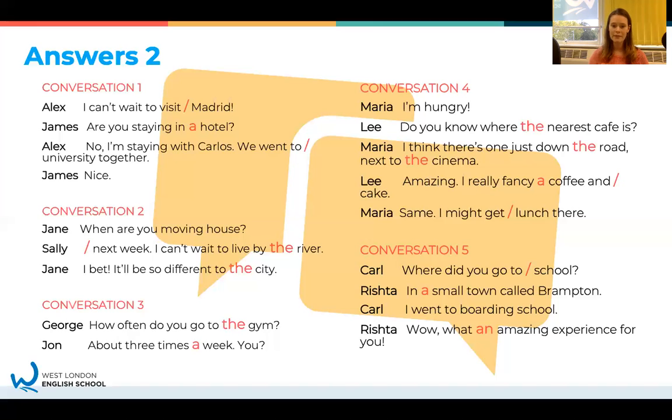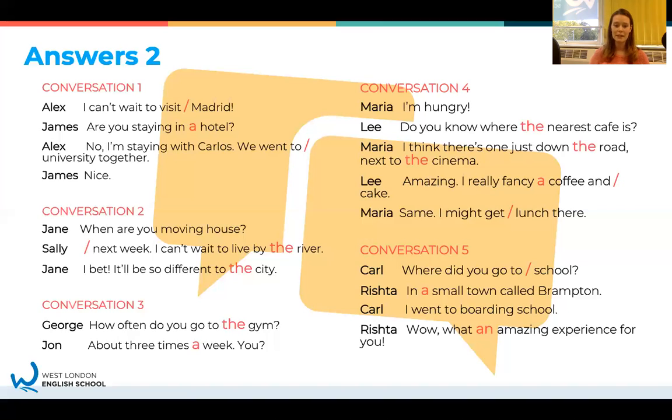The next one, to live by the river. Now in this case, we're using the river because it's obvious which river I'm talking about. Jane knows that I'm moving house and she probably knows where I'm going to move to. So then Sally is saying by the river. It's an obvious river next to the house or near the new house.